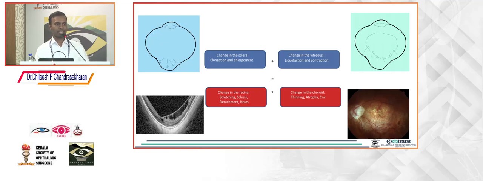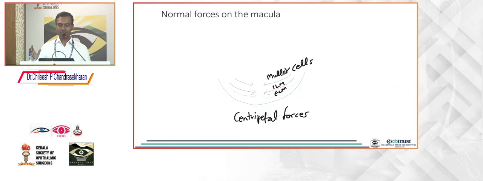So what happens in the pathology? There are changes in the sclera. The sclera elongates and enlarges, and the vitreous liquefies and contracts, pulling it from both directions. So this causes changes in the retina, which are stretching, schisis, detachment, and macular hole. And in the choroid, it causes thinning, atrophy, and choroidal neovascular membranes. The normal forces which keep the macula together are the centripetal forces exerted by the Muller cells, the internal limiting membrane, and the external limiting membrane mainly.